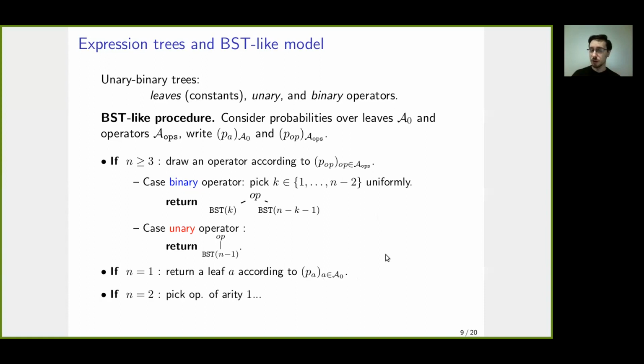And finally, in the case of 2 nodes, we are forced to have a root that's a unary operator, and so there we just consider the conditional probabilities among operators that are unary.